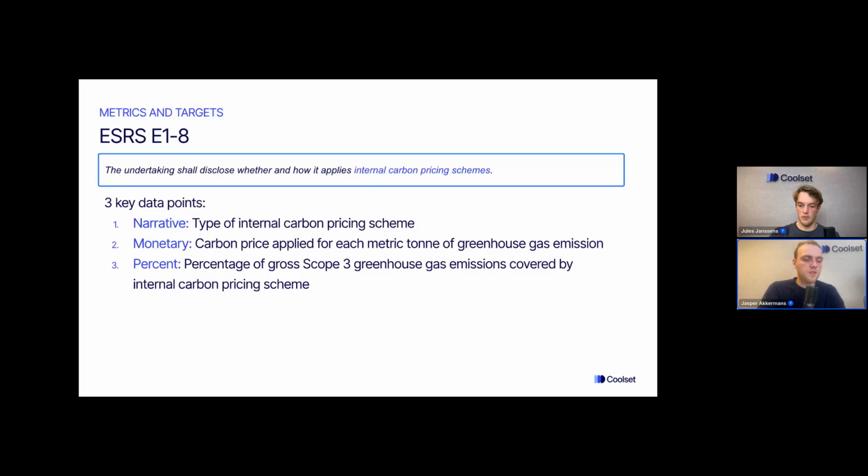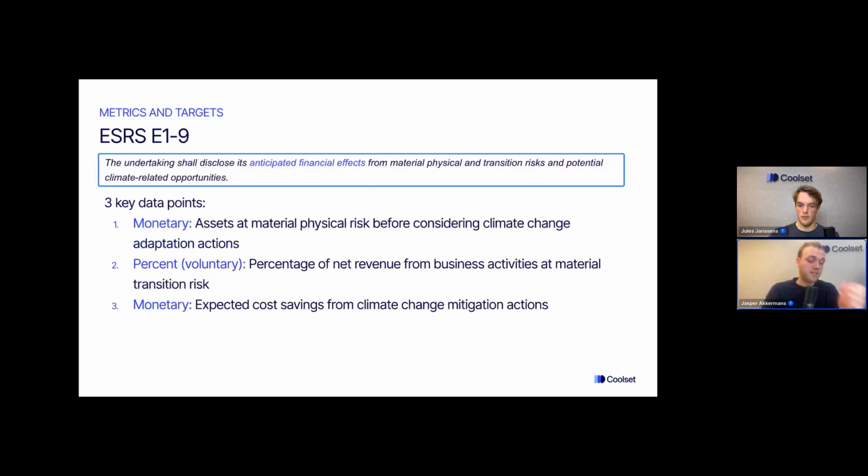So 3 key data points here. First one being a narrative, the type of internal carbon pricing scheme. The second one is monetary, so the carbon price applied for each metric ton of greenhouse gas emission. And the third one is a percentage, so the percentage of gross Scope 3 greenhouse gas emissions covered by internal carbon pricing schemes. Of course, this is only applicable, once again, to companies that do work with internal carbon pricing schemes. Then the last ESRS section that I'm going to discuss, which is ESRS E1-9.